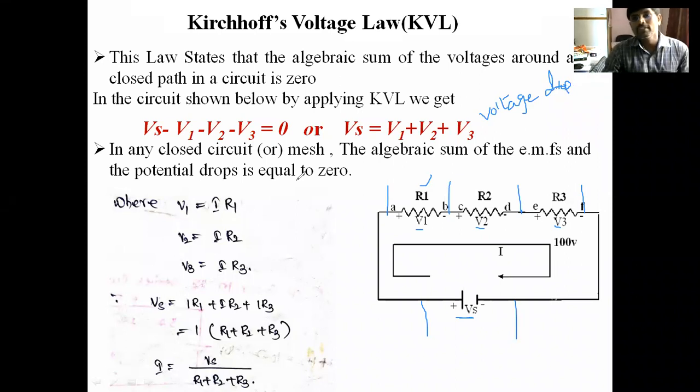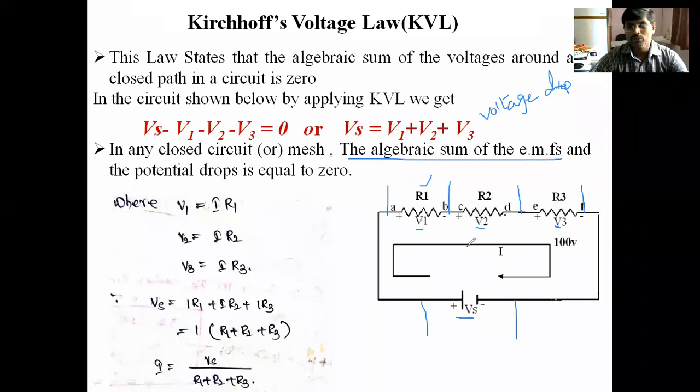So therefore, from the second expression, we can define that the algebraic sum of the EMFs, electromotive forces, nothing but sources or batteries, and the potential drops is equal to 0. Or the algebraic sum of applied voltages must be equal to the algebraic sum of voltage drops.